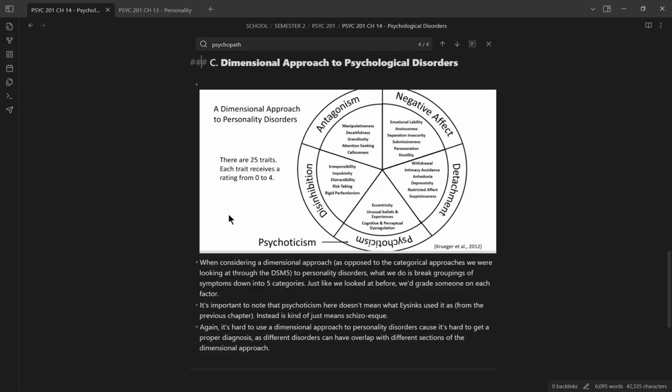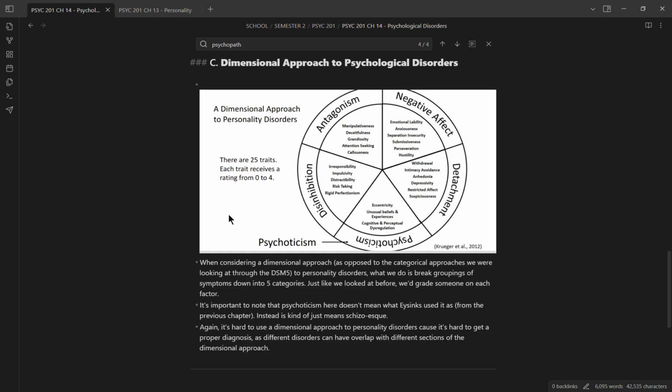Essentially, the dimensional approach is essentially we break groupings of symptoms down into 5 categories, just like we looked at before, and we'd grade people on each factor. It's important to note here, as we look, psychoticism doesn't mean what Eysenck used it as from the previous chapter. Instead, it kind of just means schizo-esque. It doesn't specifically mean psychotic, as we looked at it before with Eysenck's theory of personality, right?